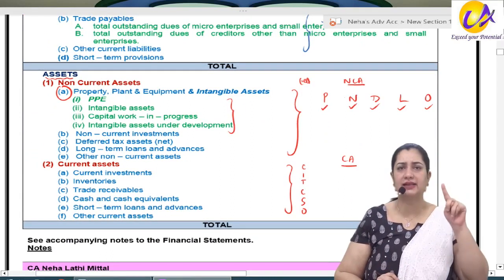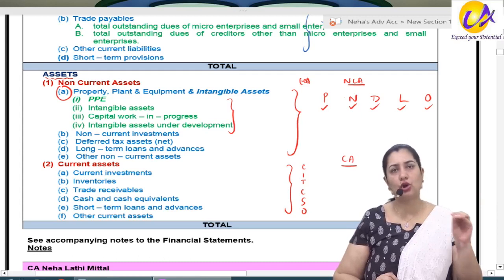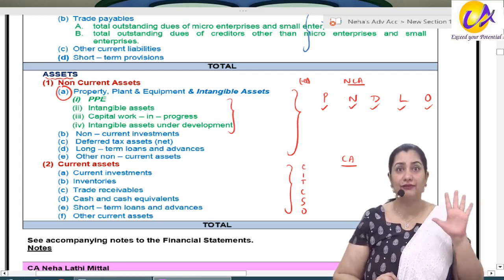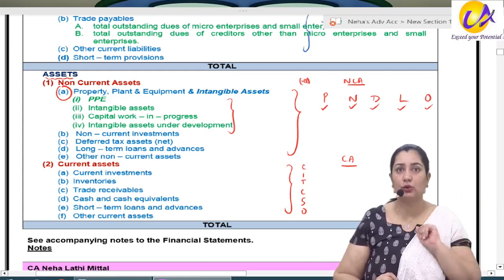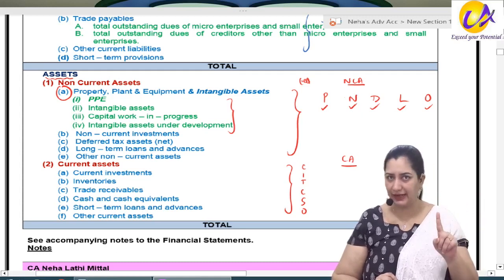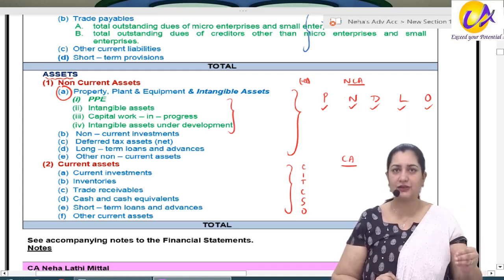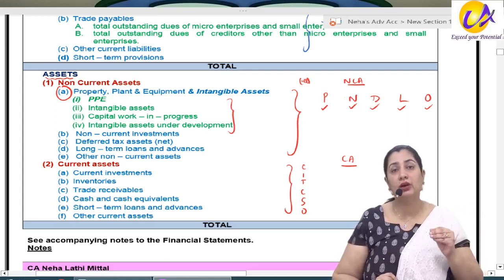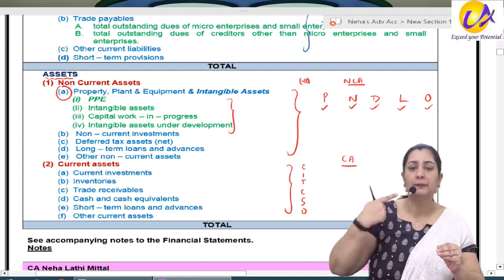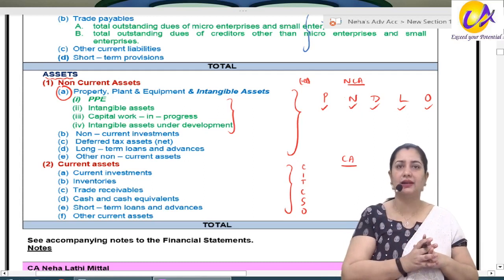Okay. Then going further, assets, what do we have? Only two main heads, NCA and CA. Non-current assets. Now in non-current assets we have got five things. PNDLO. PNDLO means what? P, PPE and intangibles. Under that we have got our PPE, then intangibles. Our capital work in progress means those PPE which are getting ready. And then we have intangible assets under development.